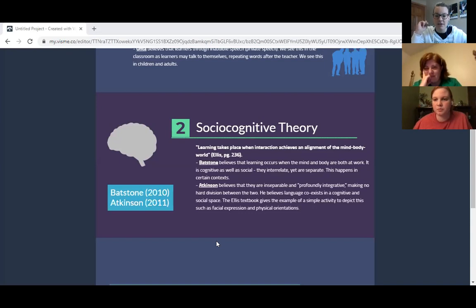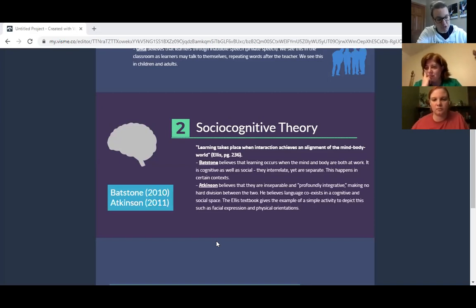And the Ellis textbook gives the example of a simple activity to depict this, such as facial expression and physical orientations. How I understood this was, when we communicate to each other, we could be doing multiple things with our face and our body. We could have a different position of our body, but our face could be doing something different. And so that's why he believes that they all coexist and interrelate, I think. That's what I understood. Maybe I didn't understand it correctly, but this is the part that I pulled this from.